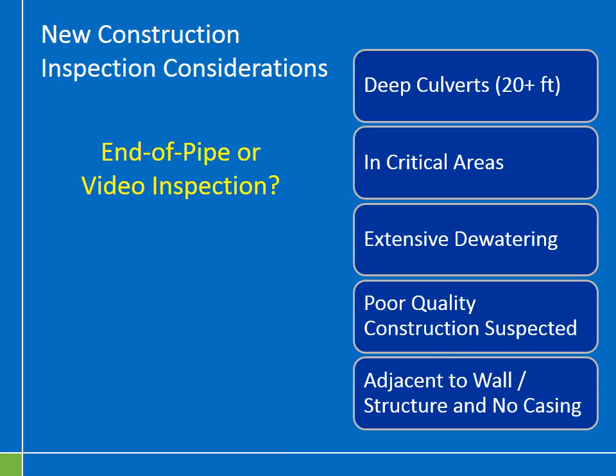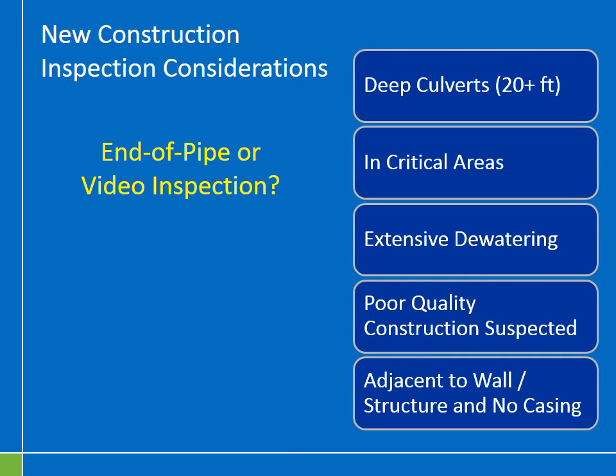But the absolute musts of conducting video inspection are instances where there's high risk in that construction. So high risks might be deep culverts, or culverts that are in critical areas, so culverts that maybe go underneath the interstate, or culverts that are in a wetland and require extensive dewatering. It's good to do a detailed video inspection under those circumstances, because if that inspection discovers damage that you can then have the contractor fix before you accept, that's going to save MnDOT a lot of money.